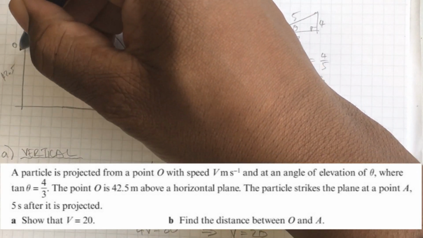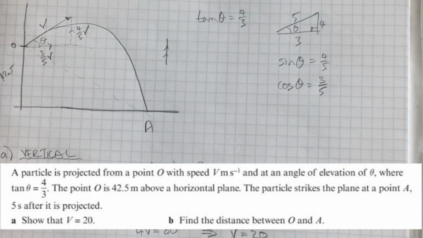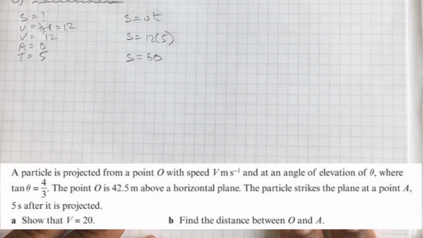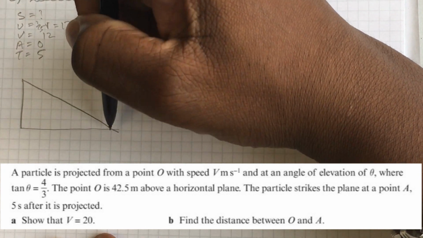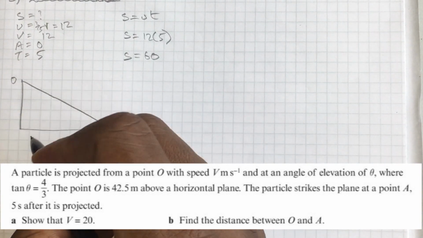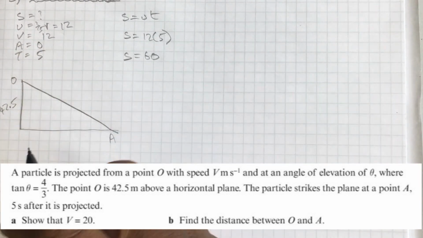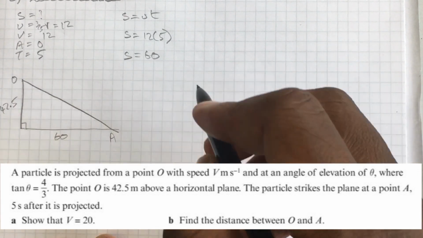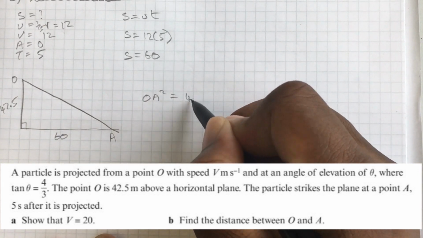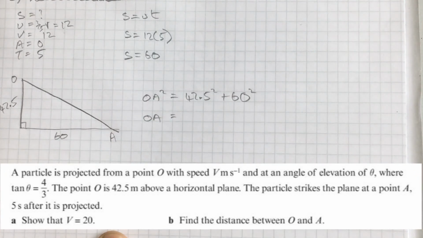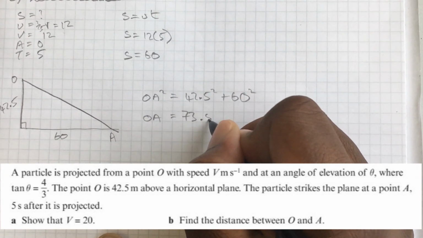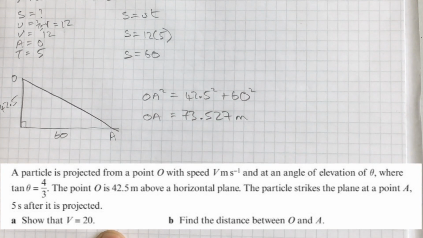But we'll ask for the distance. So that's this diagonal distance. So a little bit of Pythagoras should help us to calculate that diagonal distance. Okay, so we know that the vertical distance is 42.5 and the horizontal is 60. So a little bit of Pythagoras gives us OA of 73.527.